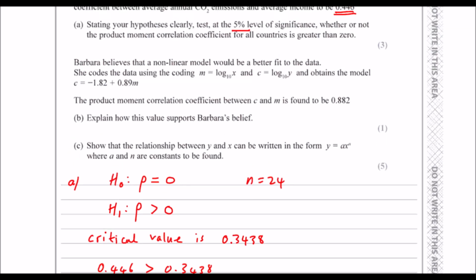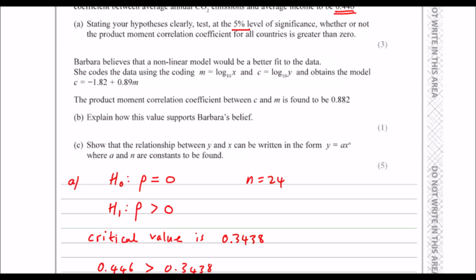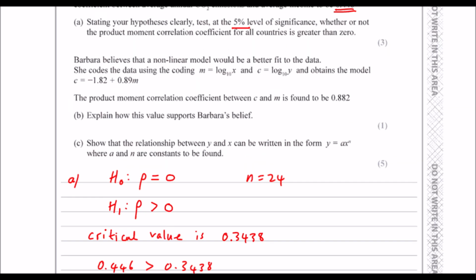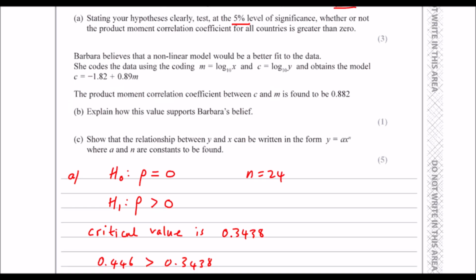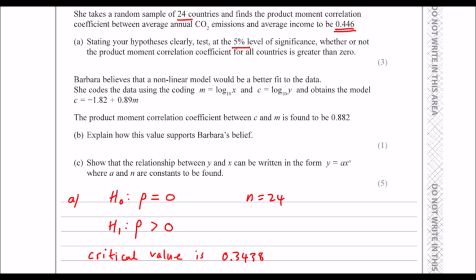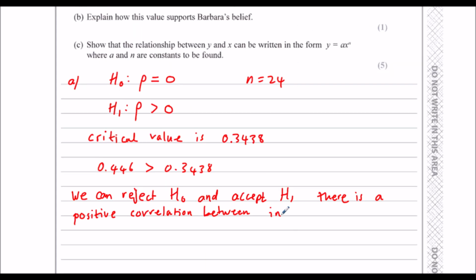And that means there is a positive correlation between, what was it, income and CO2 emissions. Average income and CO2 emissions.